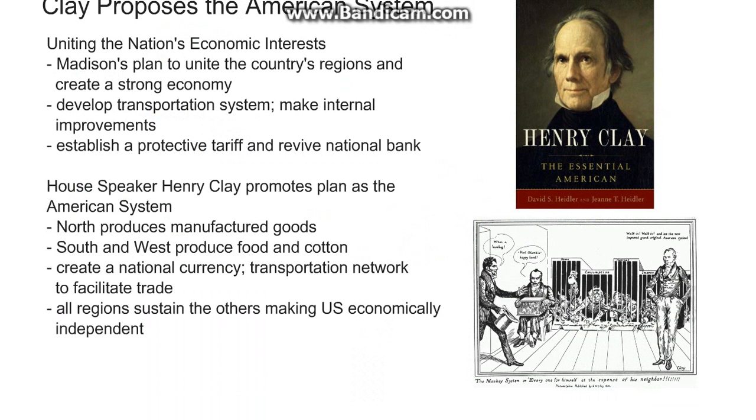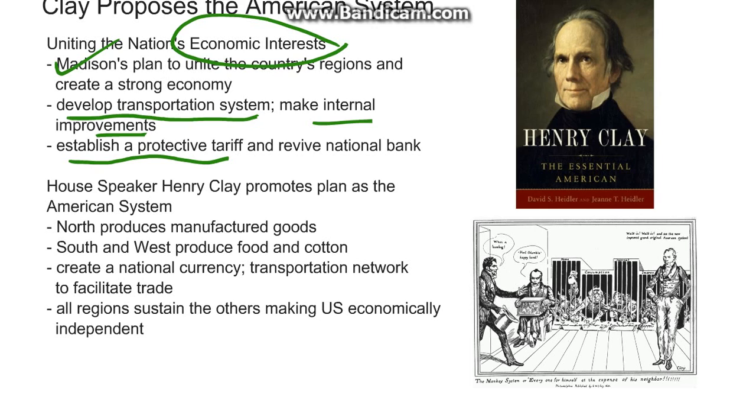Clay proposes the American system. President Madison's plan to unite the country's regions and create a strong economy centered around the nation's economic interests. He wanted to develop a transportation system to link the sections of the United States and to make internal improvements, like building roads, building canals, and laying railroad track. He also wanted to establish a protective tariff so that people would want to buy American goods because foreign goods would become more expensive, and he wanted to revive the national bank.